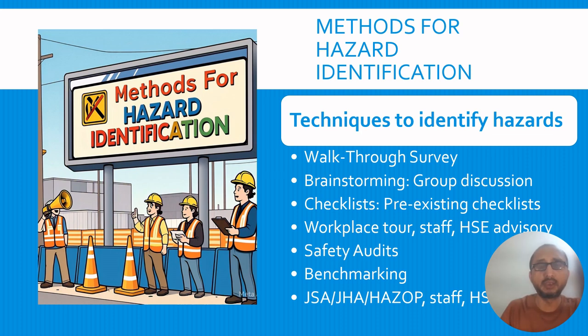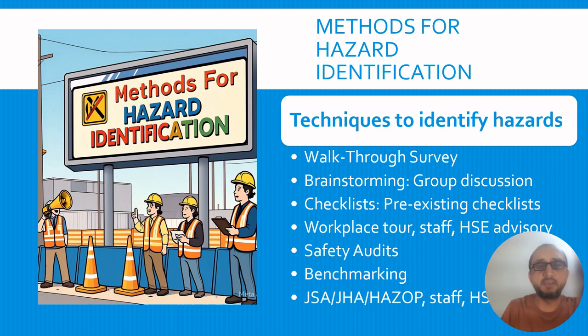Then you can use a checklist, which are pre-existing or developed checklists in which hazards are already mentioned, so you can get benefit from them. Then you can go to the site and physically observe the hazard, doing a walkthrough, a workplace tour or inspection. You can accompany with your staff or any specialist which may help you.